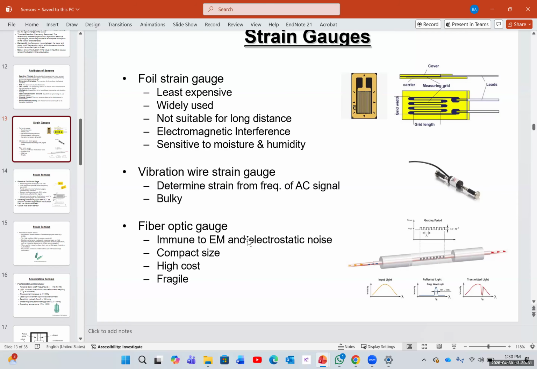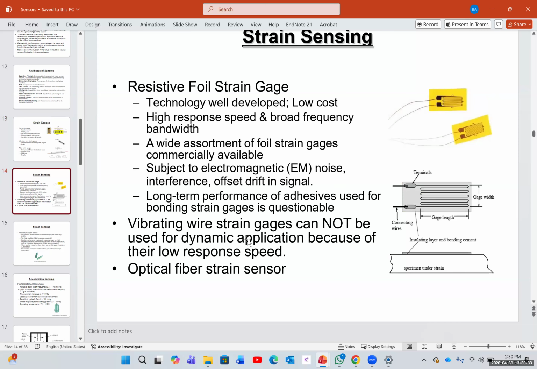let's move on to the foil strain gauge. So foil strain gauge, we have different types of that as well. The advantages of foil strain gauge is that the technology is well developed, it's low cost, it has a high response speed and broad frequency bandwidth.